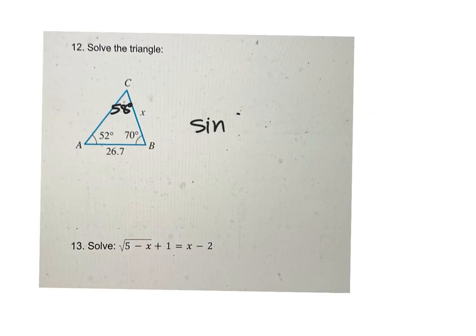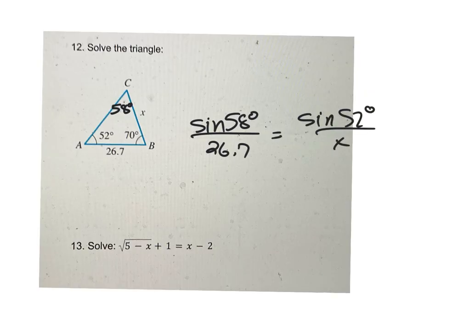So I can say sine of angle C, which is 58, over side C, which is 26.7, equals sine 52 degrees over x. And on your test, I'm just going to have you find that. Instead of doing the whole entire triangle, let's just find whatever's missing, whatever they ask you, whatever the x is. Okay, so let's cross multiply. I'm going 26.7 times sine 52.